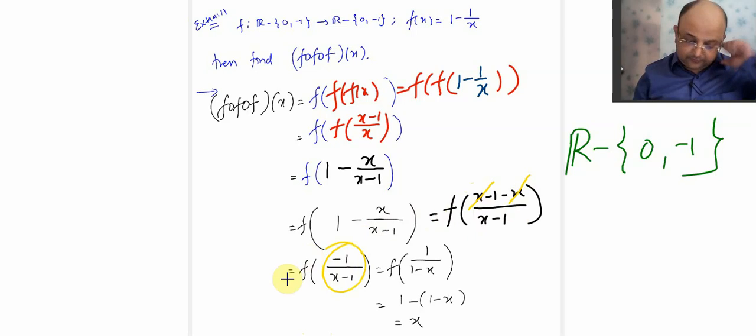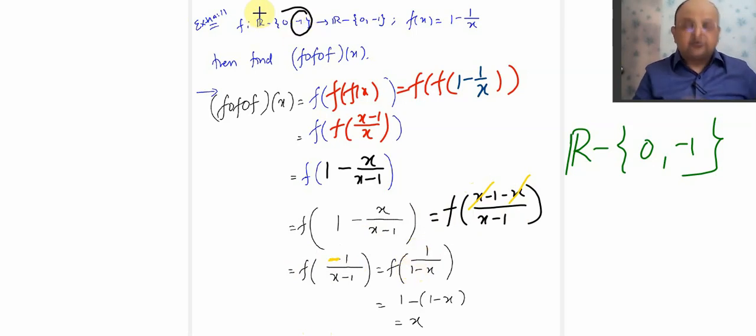Minus 1 upon x minus 1. Now I take this minus sign in the denominator, so it will give me 1 upon 1 minus x. And now my second answer is there. Why should I omit minus 1? Or sorry, I should omit 1, not minus 1. I should omit 1.